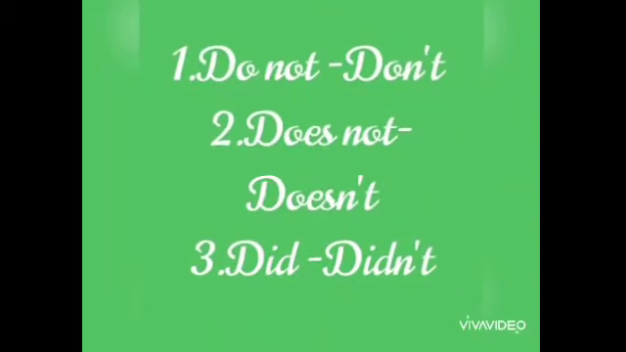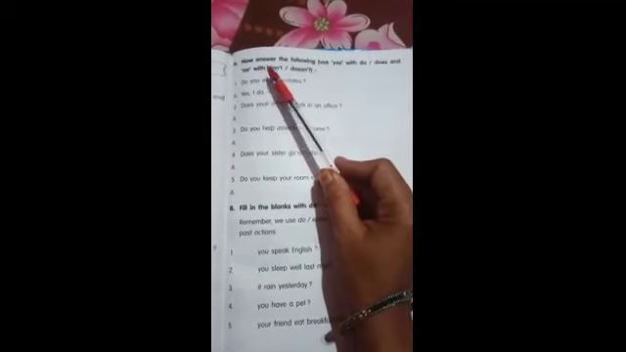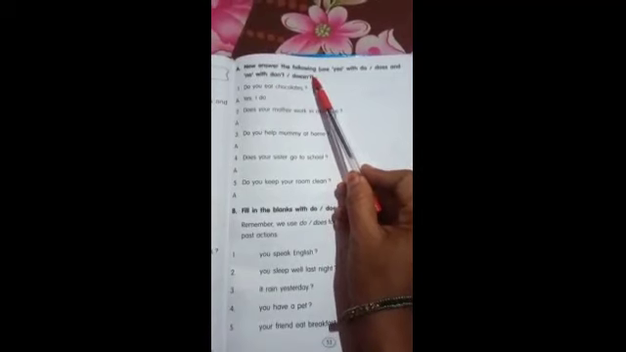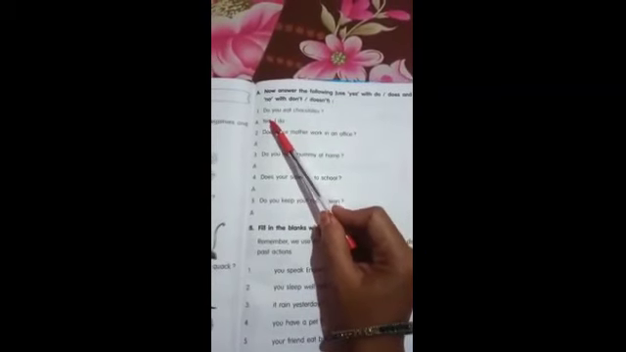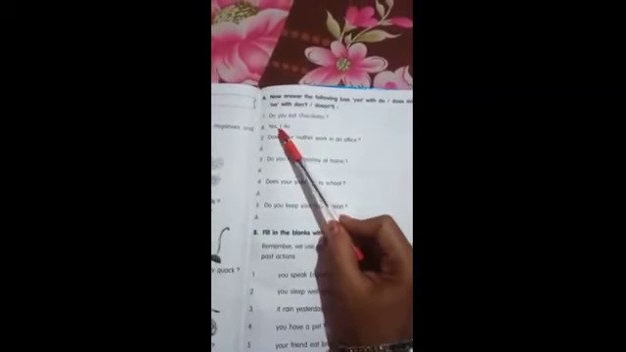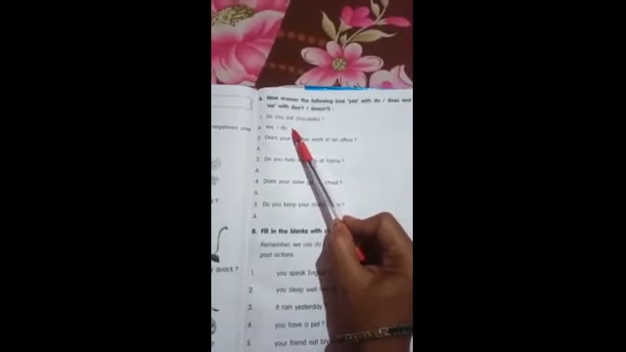Now, students, I'm going to give you your homework. A. Now answer the following. First, you have to remember to use yes with do and does, and no with don't and doesn't. You have to do it in your notebook. If you want, then you can do it in your book.